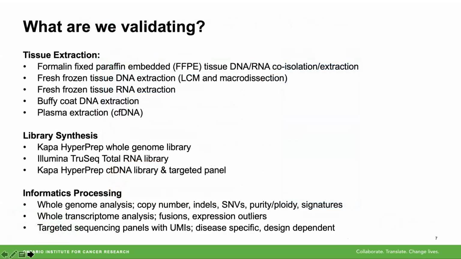So we've undergone an extensive validation of all of our processes, and that starts with tissue. We've looked at DNA and RNA co-isolation from FFPE tissues. We've looked at fresh frozen DNA and RNA extraction, either macrodissection or laser capture microdissection, buffy coat extractions, and plasma isolation and ctDNA extraction. For library synthesis, we've used Kapa HyperPrep for whole genome and Kapa HyperPrep for targeted ctDNA panels, as well as Illumina TruSeq total RNA library preparation methods.